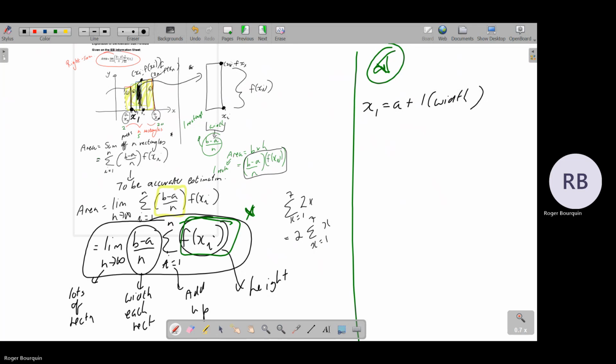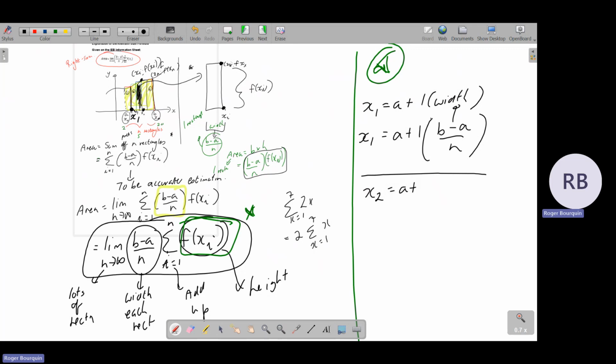And what's 1 width of a rectangle? It's (b minus a) over n. Remember we talked about that just now. That's the width. So x1 would be a plus 1 width. To get to x2, you start at a and add how many widths? It would be a plus 2 widths, which is going to be a plus 2 times (b minus a) over n.